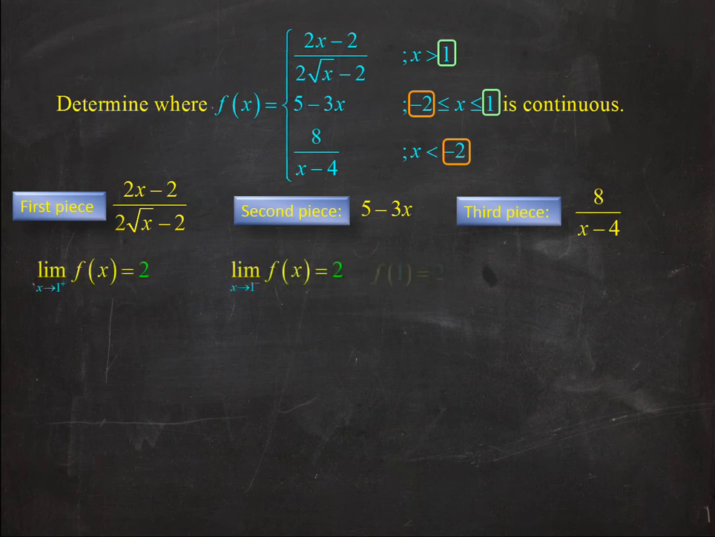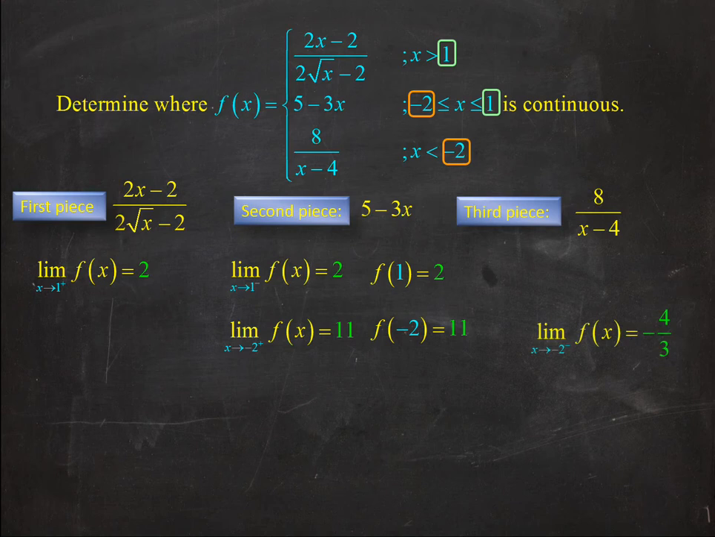Yet the first piece, as x went to 1 from the positive side, its value went to 2. Now the second piece had 2 components to be worried about. So when x went to minus 1 from the negative side, it had the value of 2. Also, we discovered that 1 was part of its domain, so f at 1 was equal to 2 for itself. And the other side, when x went to minus 2 from the positive side, in my second piece, it went to 11. But also, minus 2 is within its domain, and its value was also 11.